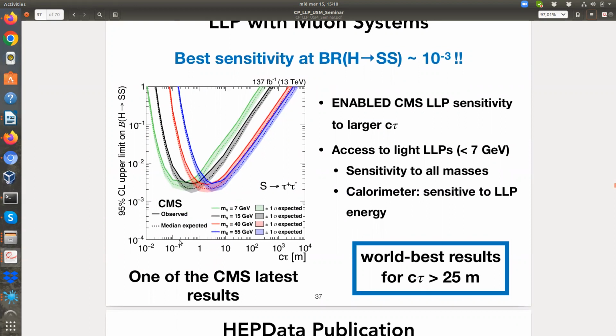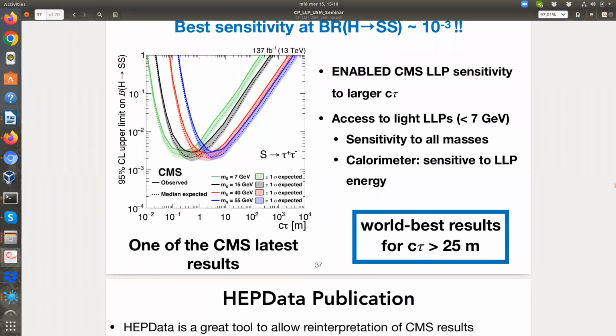Yeah, and it's also, as I said, one of the latest CMS results on long-lived particles. That's the only thing that I wanted to highlight here. In this case, the important part is that it's decaying to tau tau, which was previously impossible for CMS. There was no other scalar or long-lived particle search decaying to tau tau.